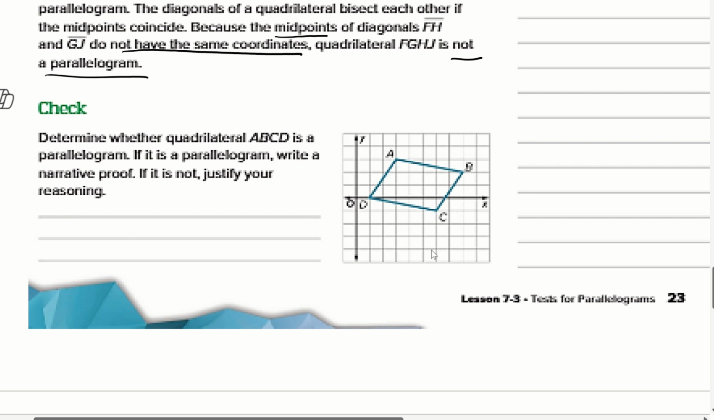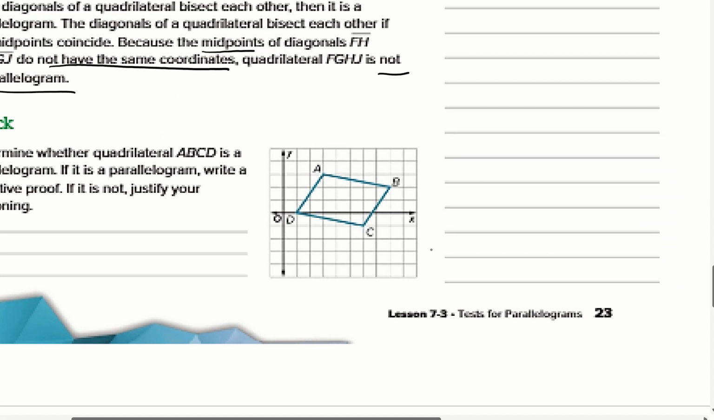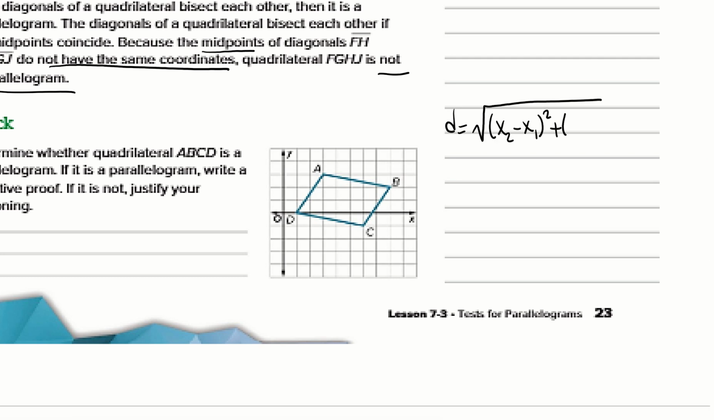Remember that one way to prove that this is a parallelogram is by looking at the opposite sides. If the opposite sides are congruent, then it's a parallelogram, right? So let's go ahead and test that. You can test that using the distance formula. Recall that the distance formula is square root of x2 minus x1 squared plus y2 minus y1 squared.